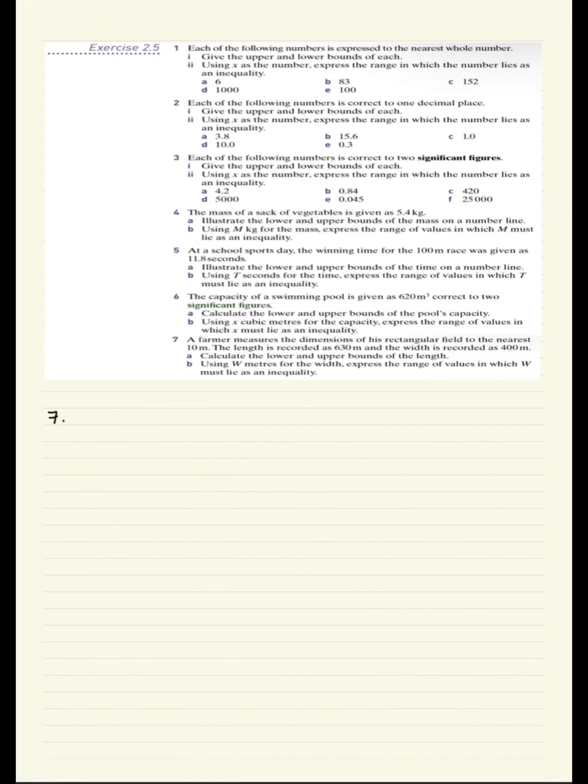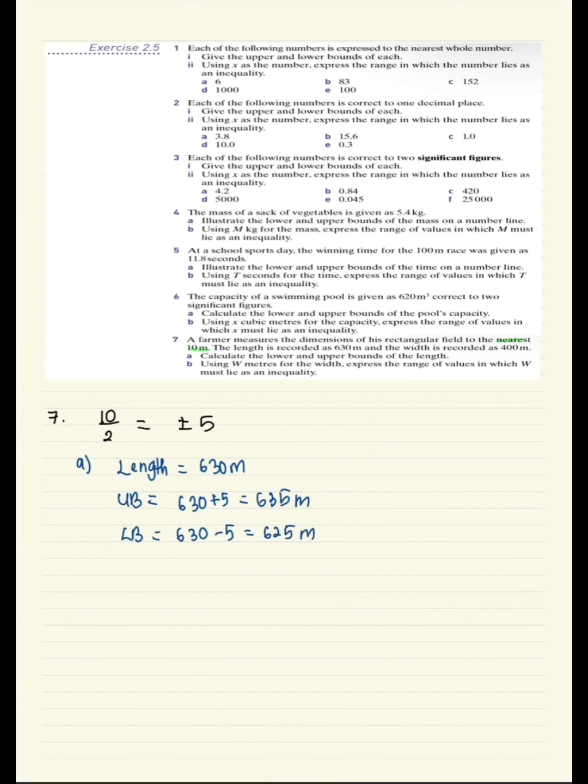Question 7. The measurements are recorded to the nearest 10 meter. So I'm going to take 10 divided by 2. That will give me 5. I will plus and minus 5 to get the upper and lower bounds respectively. Let's look at question 8. The length is 630 meter. To find the upper bound, I'm going to take 630 plus 5, which would give me 635 meter. The lower bound is 630 minus 5, which is 625 meter.